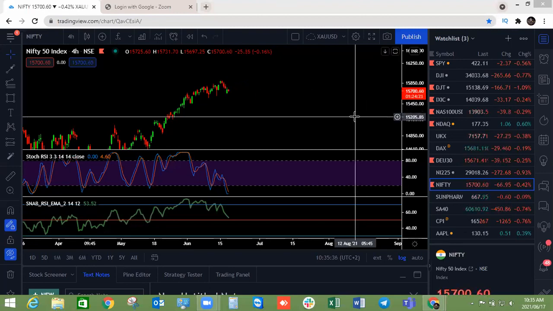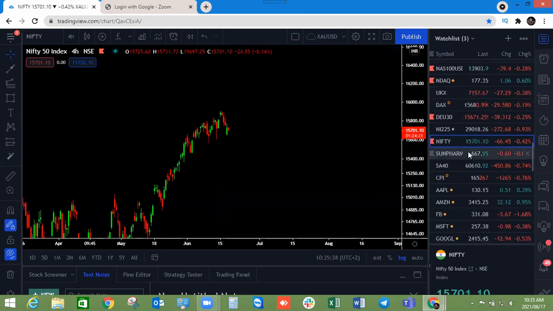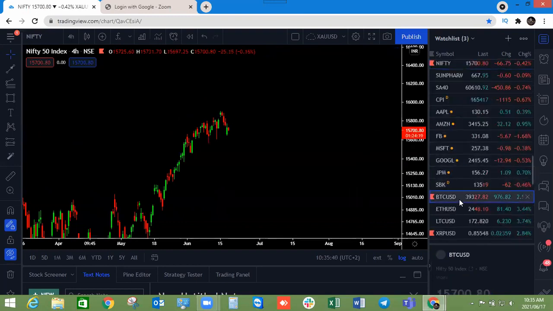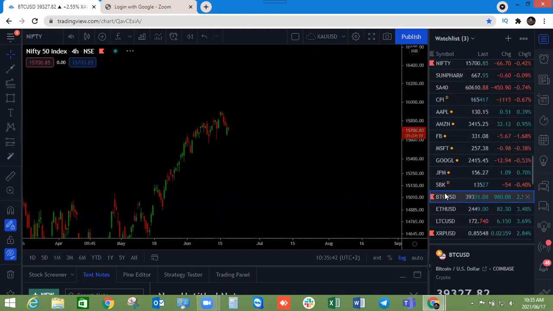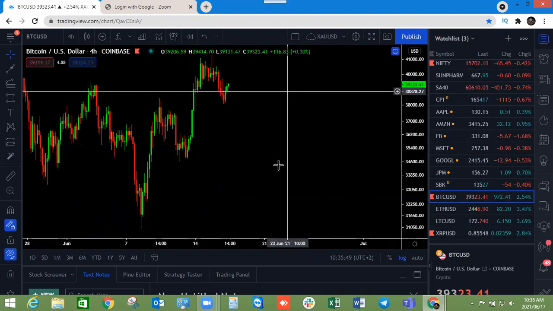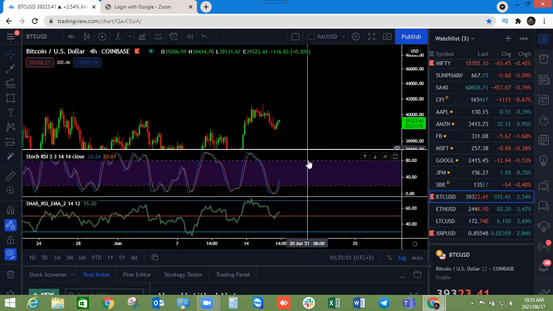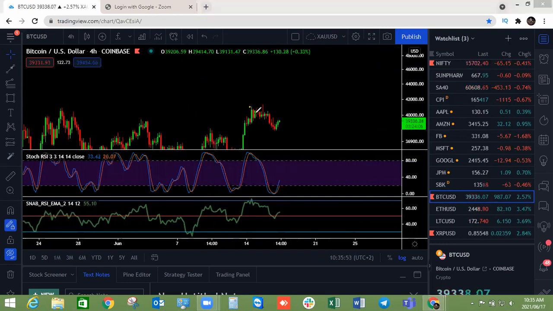All right, let's go to the cryptocurrencies. Cryptocurrencies looking like we are bullish short term. Let's start with Bitcoin. All cryptocurrencies, you're going to see short-term moves to the upside.